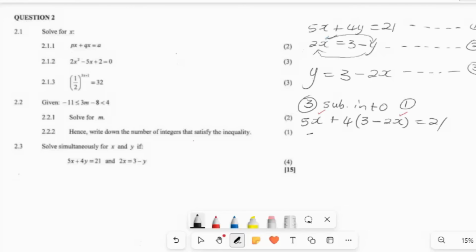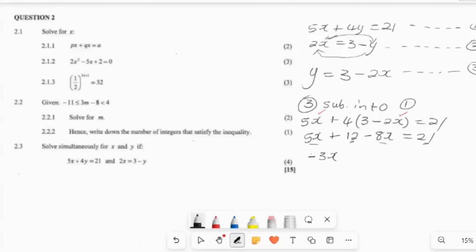So this 5x, we write it as it is for now, and the 4 we multiply out what's in the brackets. 4 by 3 is 12. 4 times minus 2 is minus 8x. They are all equal to 21. All right. Now let us group the like terms. You can see here we've got 5x, here we've got 5x, here we've got a constant, and here we've got a constant. So let us take 12 to the other side, and it's going to change its sign. Then we're going to have 5x minus 8x. That's equal to minus 3x.